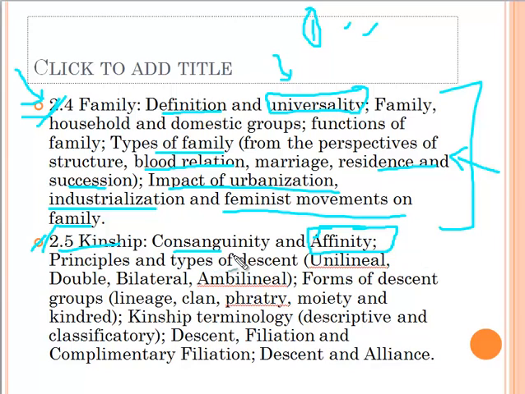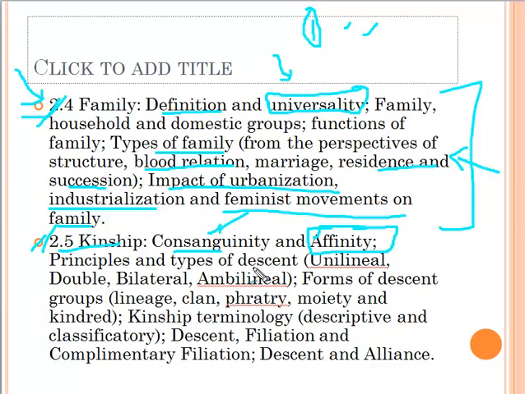And consanguinity means the relationship between your brothers and sisters, like all my siblings and my parents, they are related to me consanguinely. Then principles and types of descent.